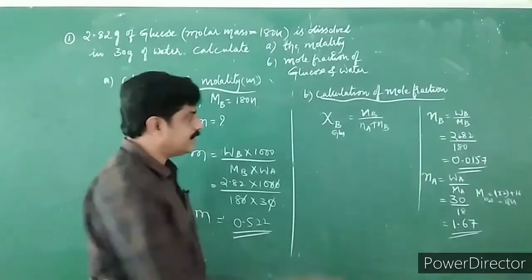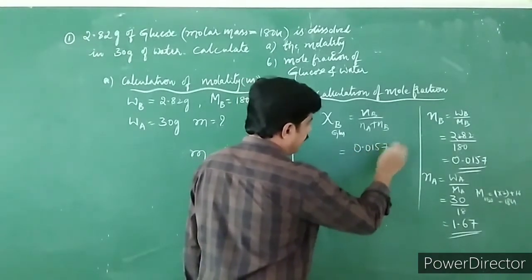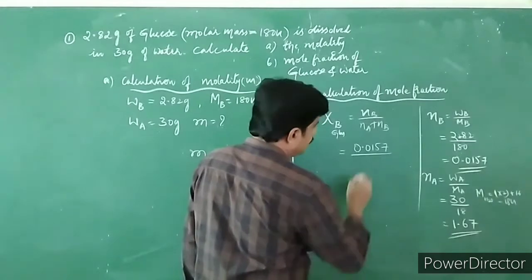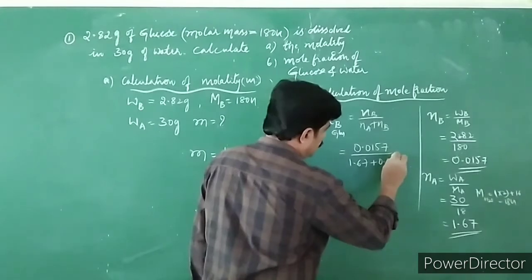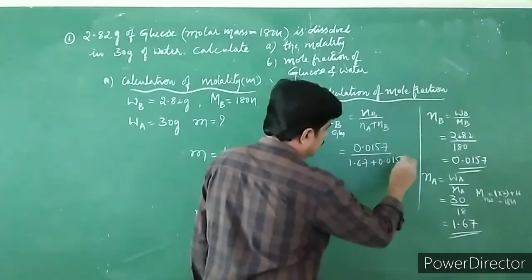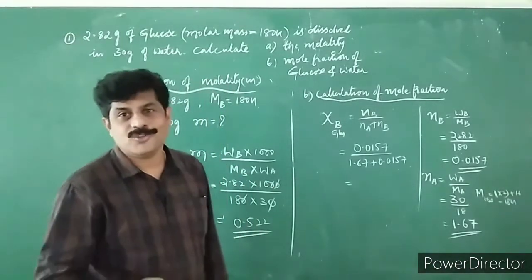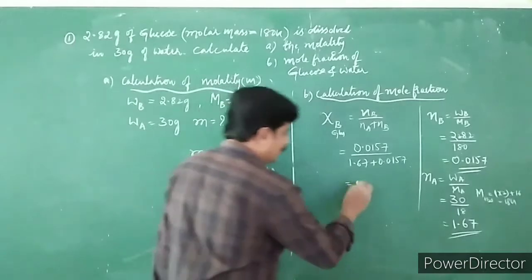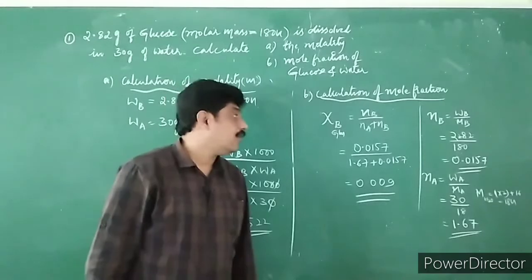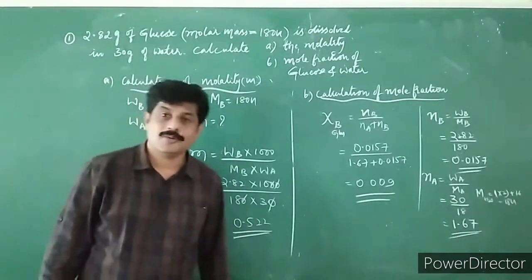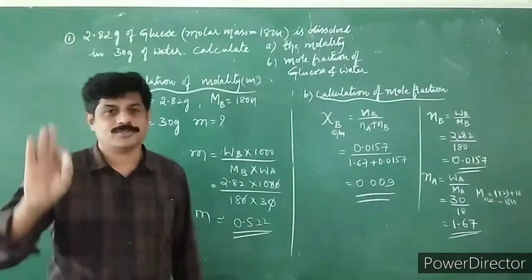Now, once you get NB and NA values, then substitute the value here. Look at here, XB is equal to how much? 0.0157 upon how much here? 1.67 plus 0.0157. Children, if you simplify this, you are going to get 0.009. This is XB of solute glucose, otherwise mole fraction of glucose. Hope you are getting that, mole fraction of glucose.